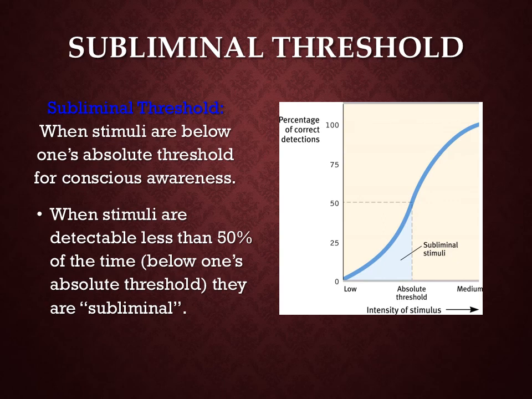I told you guys earlier when we were looking at absolute thresholds, and again here, this is absolute threshold. Anything that falls below the 50% detection is what we'd call subliminal. Now, a subliminal threshold means that you were sensitive to it, you detected it, but that it might not be something that you are consciously aware of all the time. Now, this is where it becomes important.